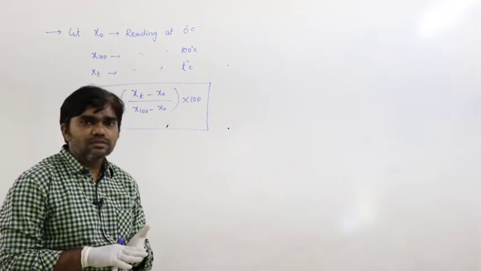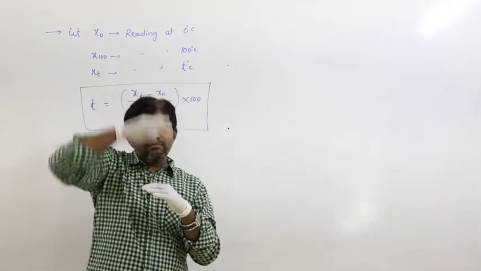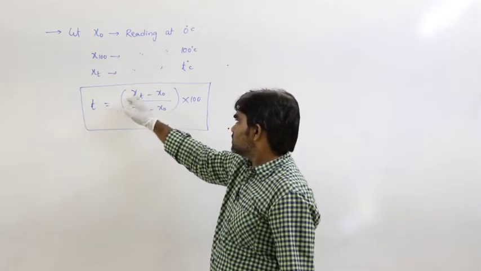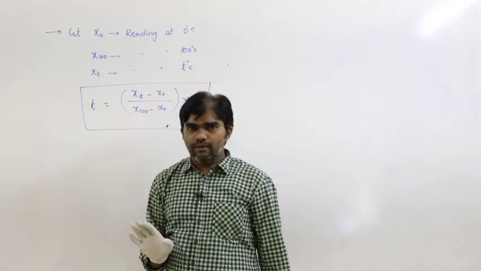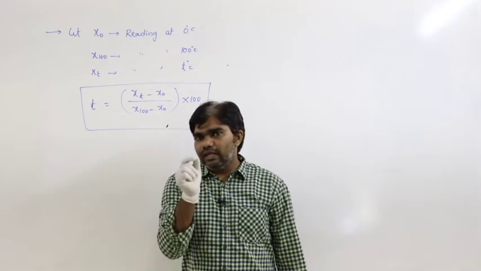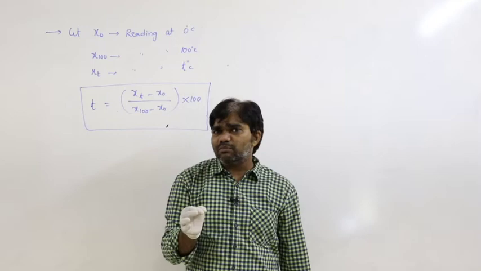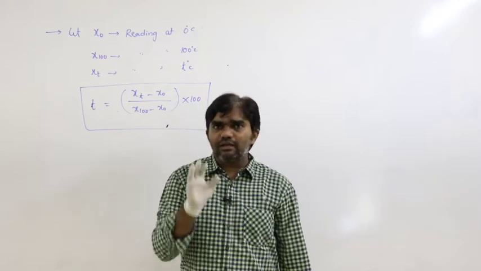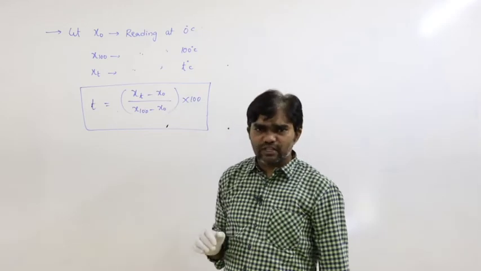In different thermometers, different concepts we can use. In liquid thermometers, the length of the liquid column changes with temperature. So the temperature formula T is equal to xt minus x0 by x100 minus x0 into 100. That is the formula actually. What is this x? In different thermometers, we can use different properties. In liquid thermometers, liquid is used as the thermometric substance. In gas thermometers, something different we can use. In resistance thermometers, that is different. So based on the concept of the thermometer, we can use different quantities here.